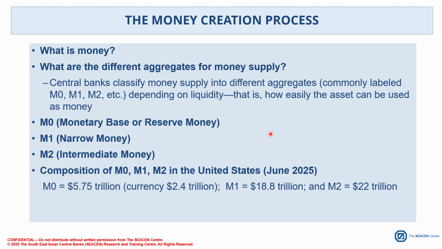Just to give you an example of the composition of M1 and M2 in the United States as of June 2025, you see M0 is $5.75 trillion, of which currency in circulation is $2.4 trillion. M1 is equal to $18.8 trillion, and M2 is equal to $22 trillion. So M2 is significantly more than M0. And remember that the currency in circulation and the commercial bank reserves held at the central bank primarily comprise M0.